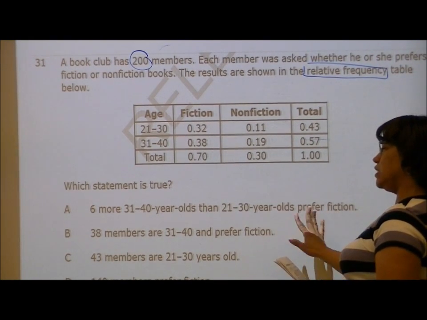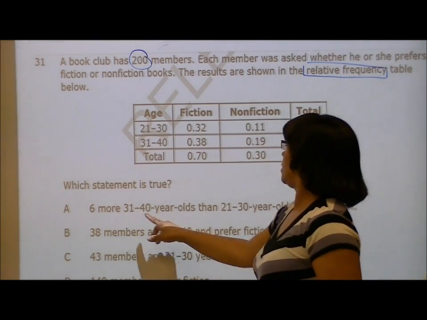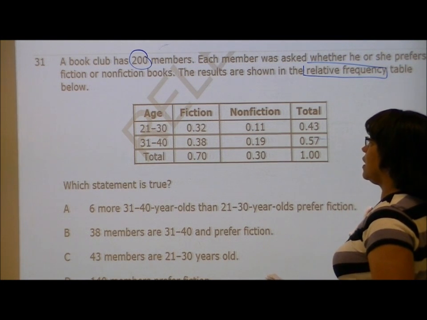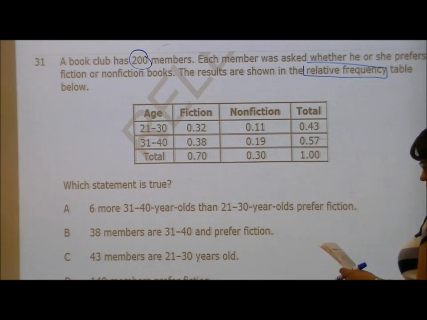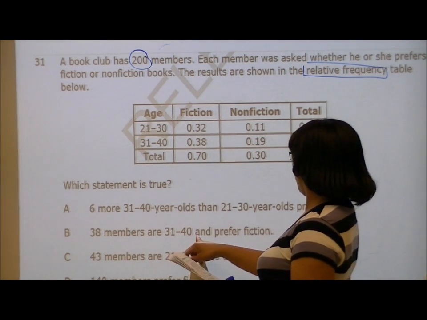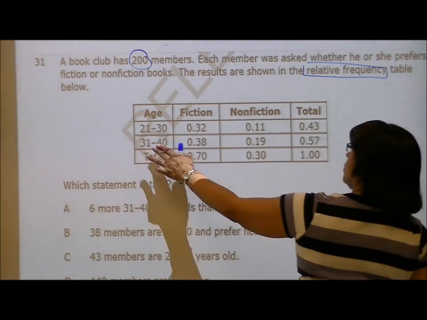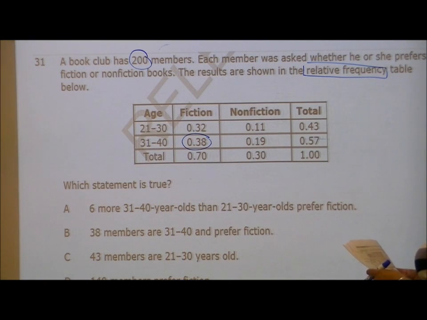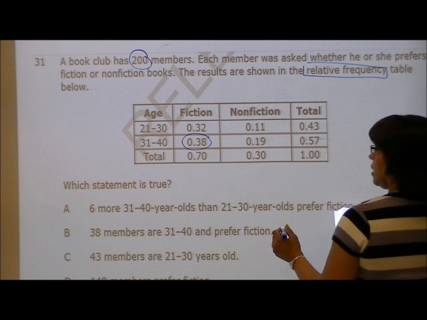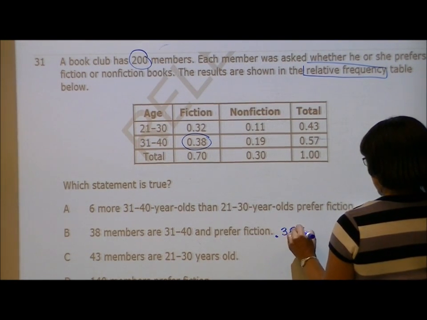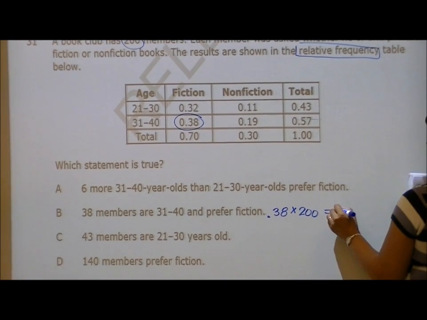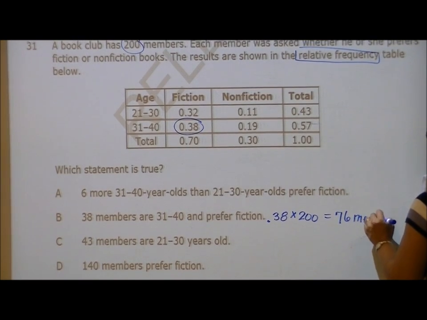So what is true? I looked over these statements. 6 more 31 to 40-year-olds than 21 through 30-year-olds prefer fiction. So I checked that out to see if that were the case. Then I said, that looks a bit complicated. Let's move to the others. 38 members are 31 to 40 and prefer fiction. So I looked at 31 to 40, I looked at fiction, and so I'm looking here at 0.38. So I said, let me see if that comes out to what it needs to come out to. So I did 0.38 times 200. That's 38% of your 200 members. And I got 76 members. So I can eliminate this.